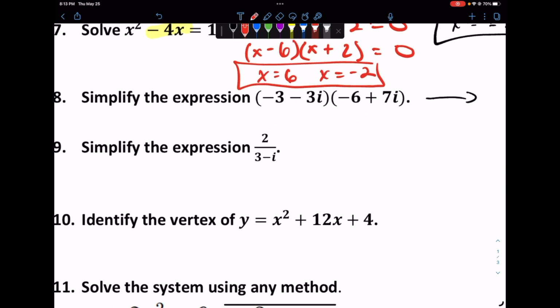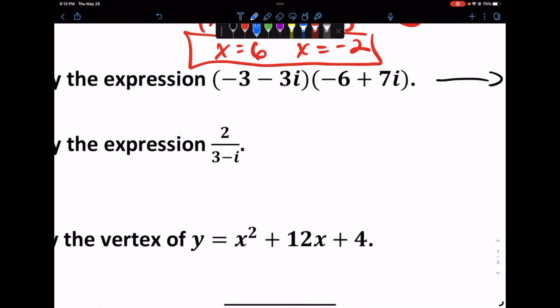All right, simplify the expression 2 over 3 minus i. So remember, when we have i in the denominator, we want to get it out of the denominator. So we're going to multiply by the conjugate, the complex conjugate, which is 3 plus i.